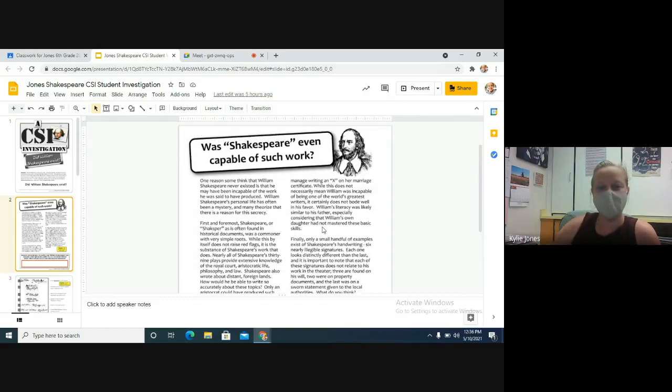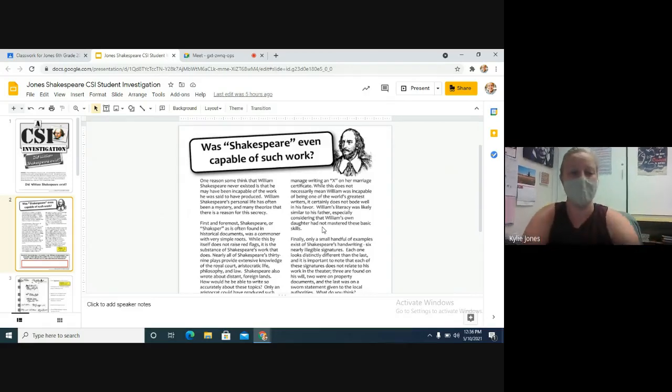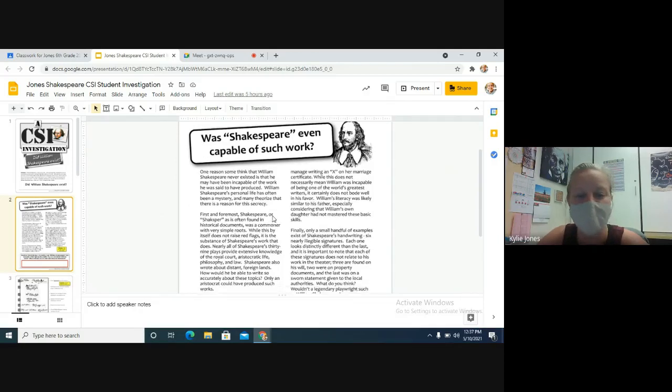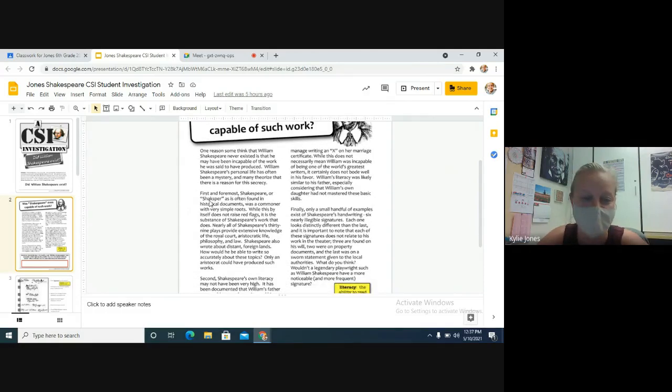So slide number 2, was Shakespeare even capable of such work? So was he capable of writing all of these different plays and poems and things? It says, one reason that some think William Shakespeare never existed is that he may have been incapable or not capable of the work that he was said to have produced. William Shakespeare's personal life has often been a mystery, and many theorize that this is a reason for secrecy. First and foremost, Shakespeare, or Shakespeare, as is often found in historical documents, was a commoner with very simple roots. Well, what's a commoner, first of all? What does it mean to be a commoner back in the Middle Ages?